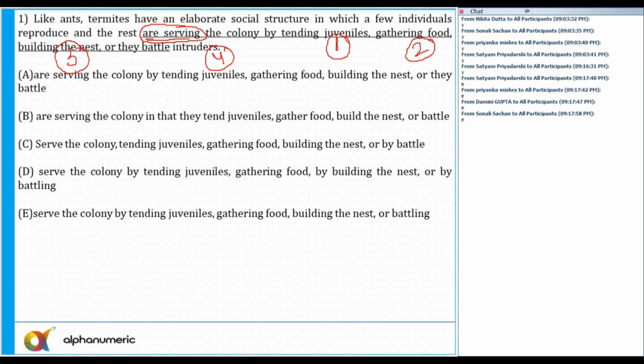So if you see this series, again, there's a problem of parallelism because all of them are not in the ing form. First, second, third, they are in the ing form: tending, gathering, and building. Fourth one is not in the ing form. Again, there's a parallelism problem. All of them will have to be in the ing form, which means the answer for this question, rightly marked by you, is E. Yes, it is E. So there was a problem of verb form, comparisons, and parallelism. All 3 tested in one sentence. Anybody who did not understand?